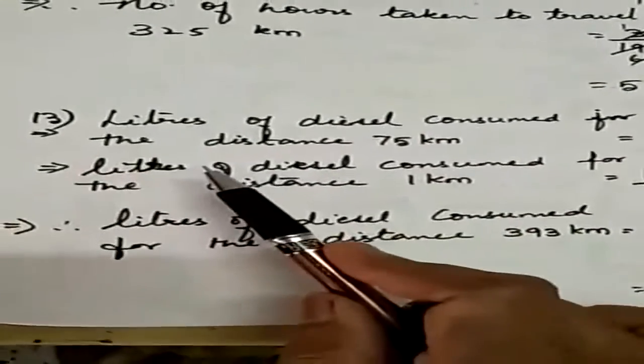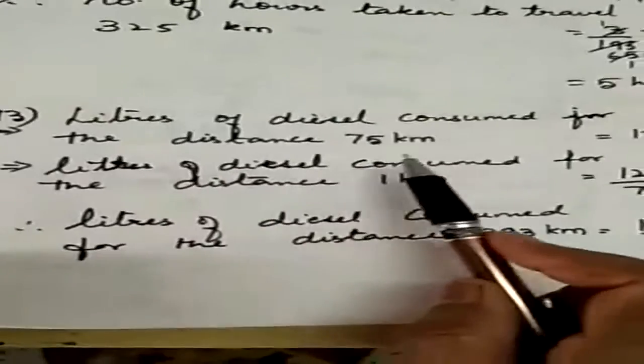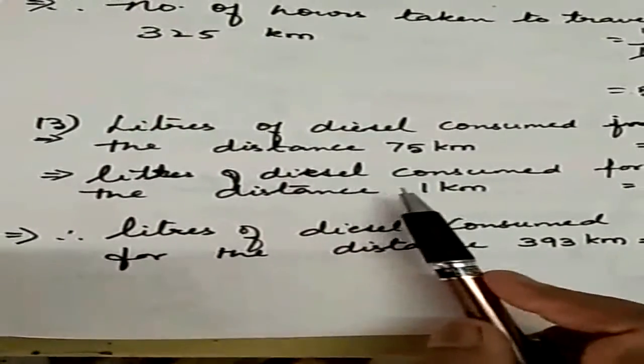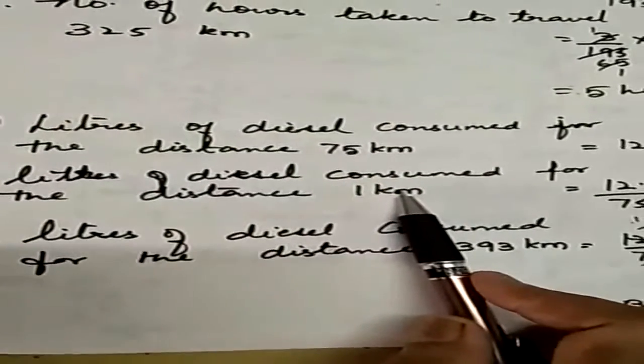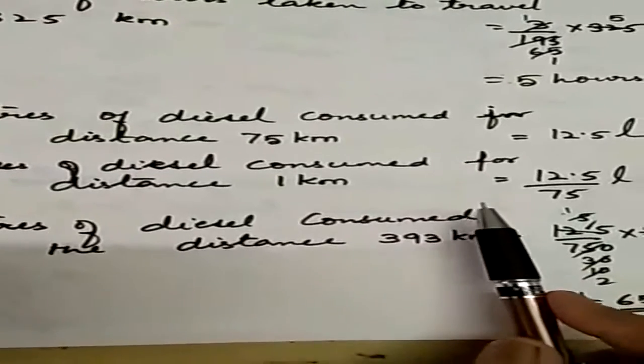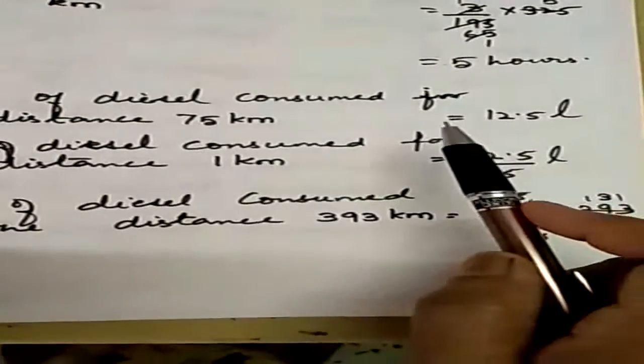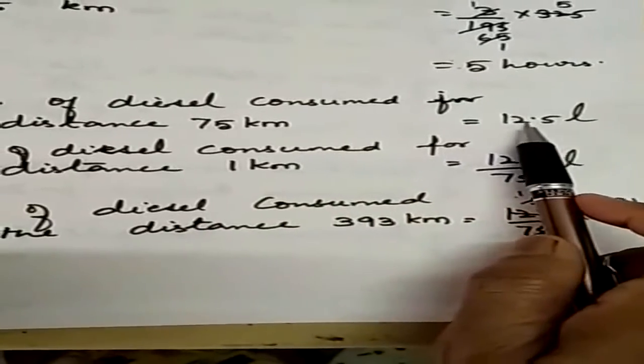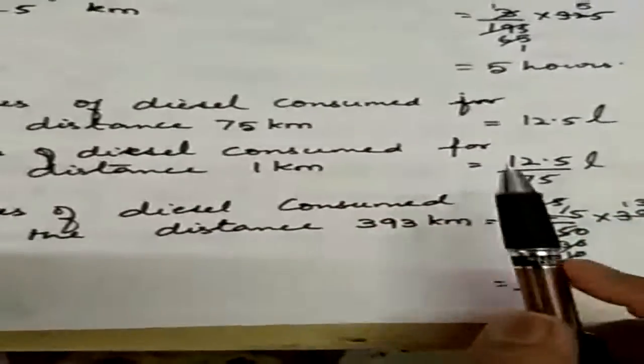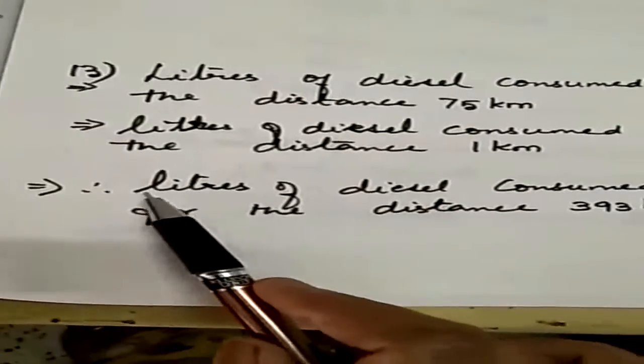Now it's a unitary method. Liters of diesel consumed for the distance of 1 kilometer. For one kilometer, do you need less diesel or more diesel? You need less diesel. Less means divide. So first, before the equal to, whatever is written, you write it divided by 75 liters.